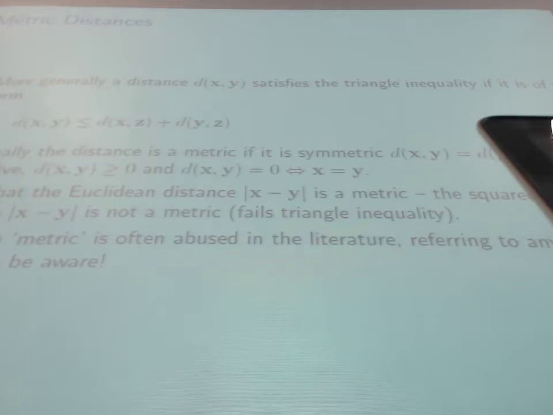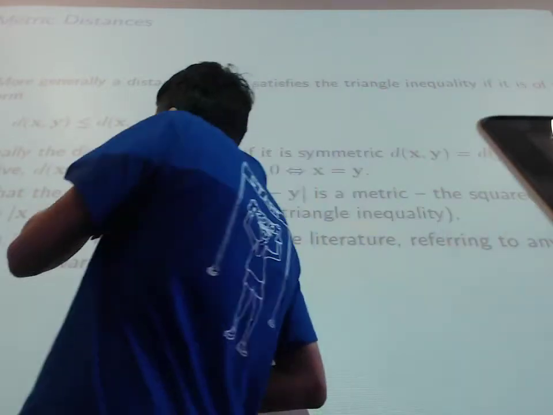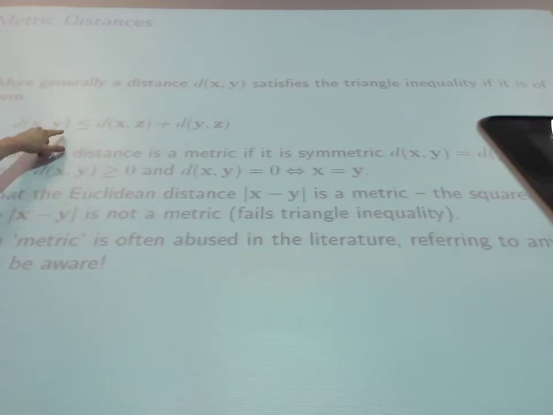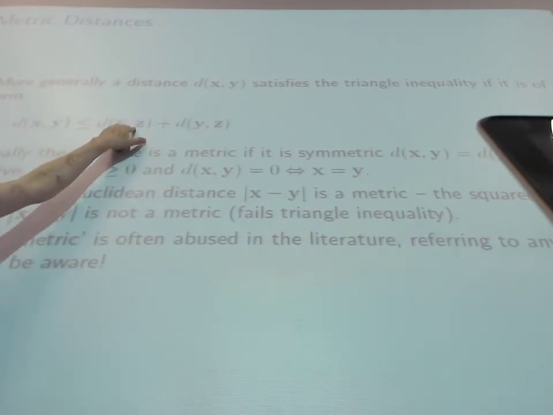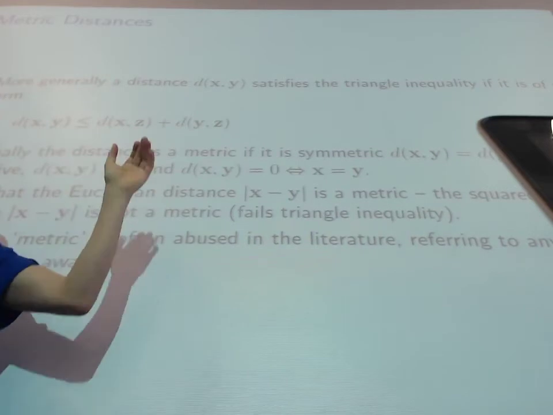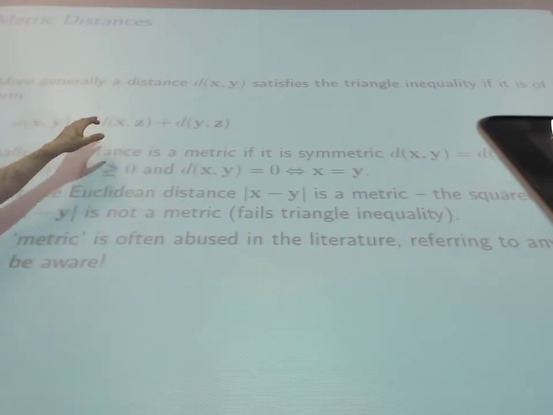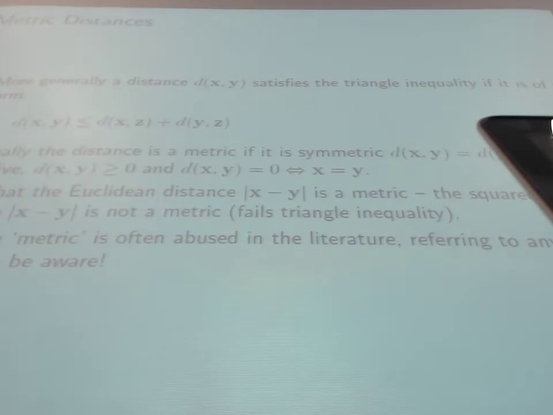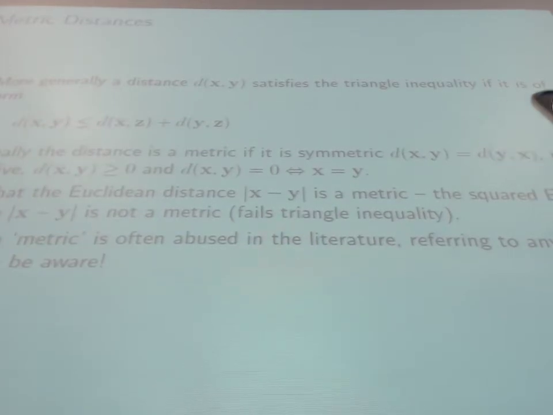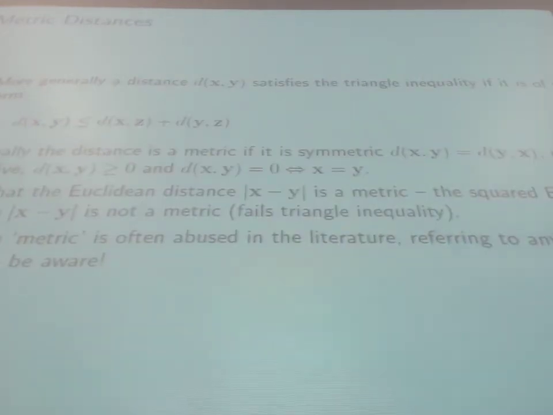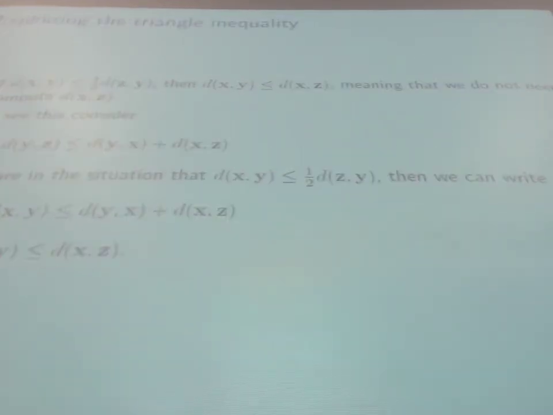Okay, so remember a metric is non-negative, and it's got this requirement that the distance between these two things is bounded from above by this plus this. So this is kind of like the triangle inequality: it's shorter to go from x to y than it is to go from x to z, and then from z to y. And the question was, could we use this inequality in some way to speed up calculations in nearest neighbours?